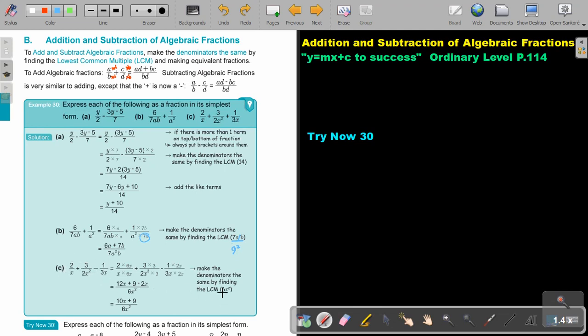In this case, there are 3 fractions. So what's the LCM? 6x squared. So 6x squared divided by x, I multiply 6x, 6x. 6x squared divided by 2x squared, I multiply 3, 3. 6x squared divided by 3x, I multiply 2x, 2x. And then I just look at this and I simplify 12x minus 2x, that is 10x plus 9, and that's my final answer.